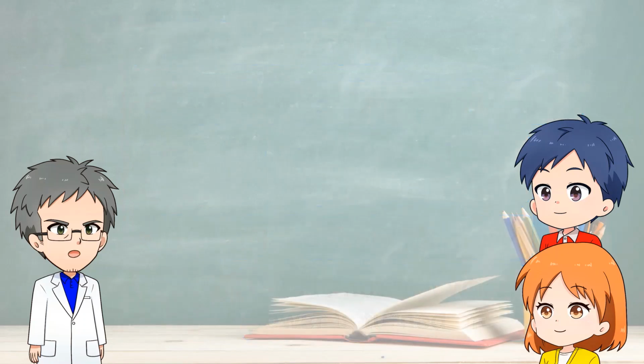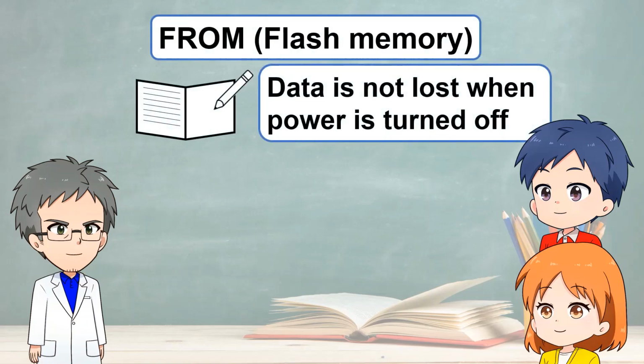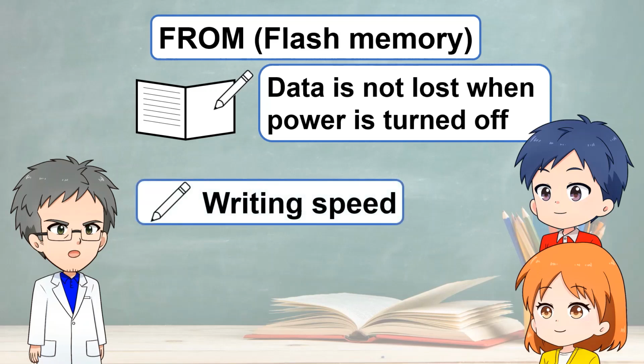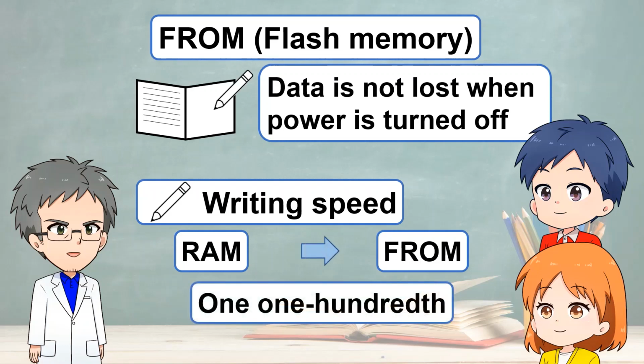There is a memory like a hybrid of the ROM and RAM. It is called the flash memory, or FROM. It can be written to, and the data is not lost even if the power is turned off. But the writing speed is slow, about 1/100th of the RAM. The flash memory writes several million times a second compared to the RAM, which writes several 100 million times a second. The flash memory is found in devices such as USB memories. You may have used one before.